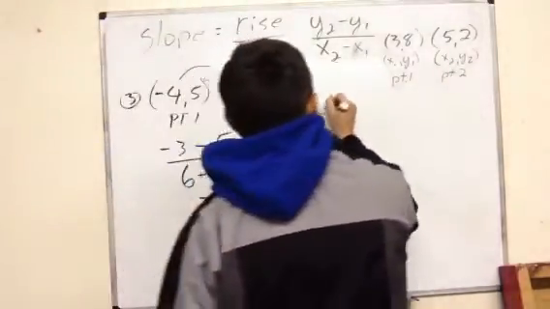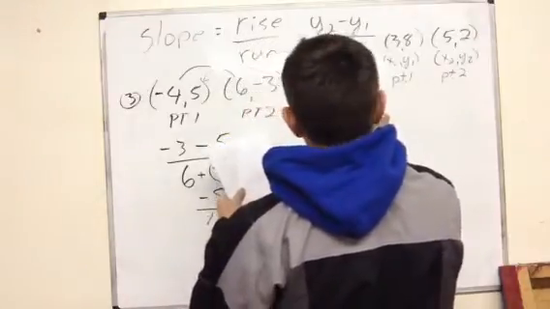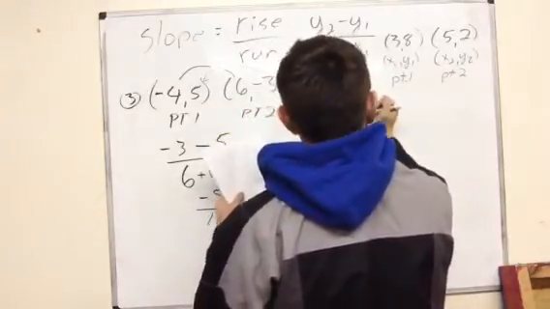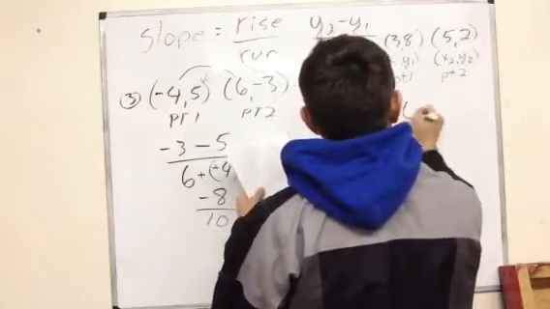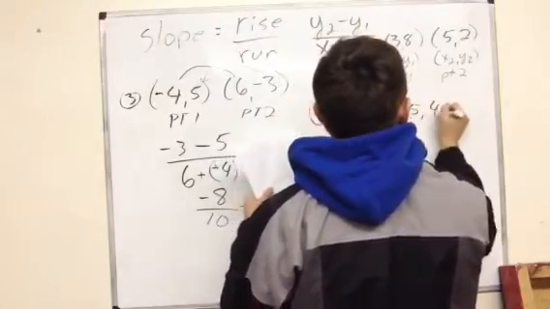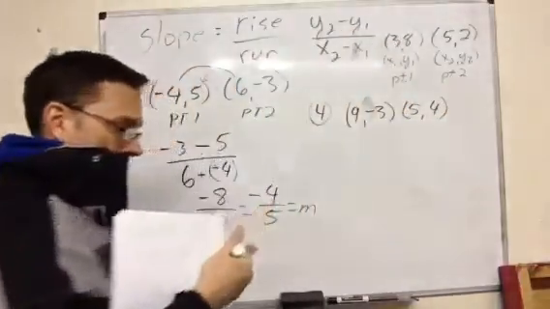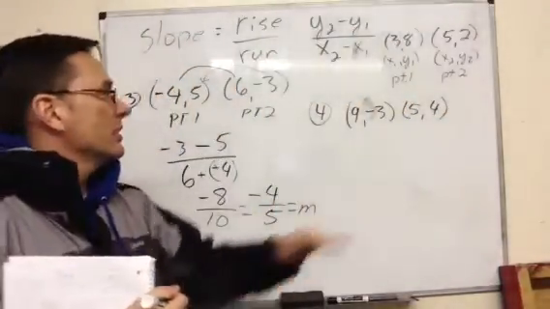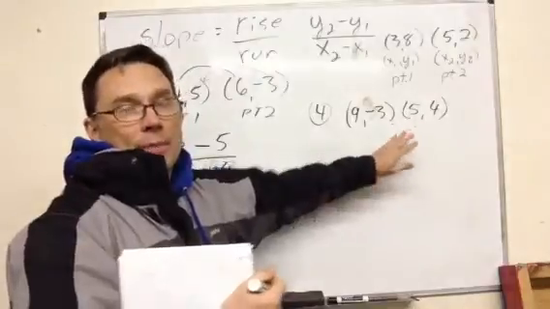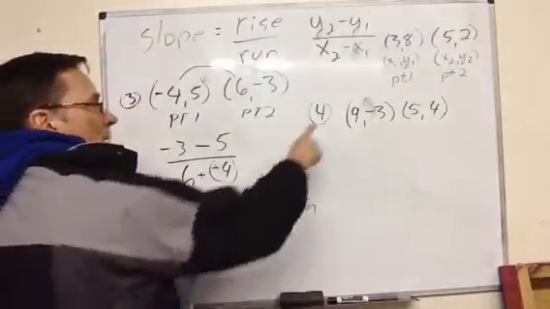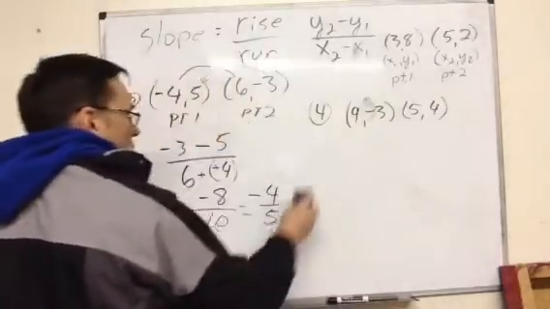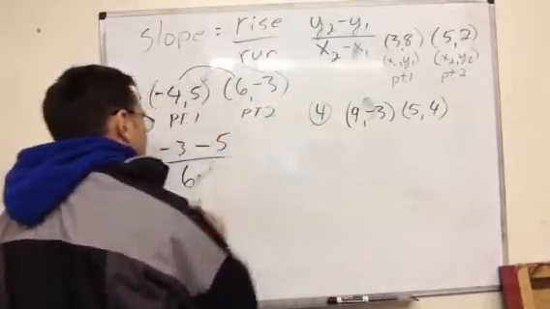Number 4, you're going to do this on your own when you turn in your notes. So point 1 was 9 and negative 3. Point 2 was 5, comma 4. Make sure you reduce your fraction, if you need to. Make sure you pay attention to the negative signs. So make sure you copy that one down. You need to do that one on your own.